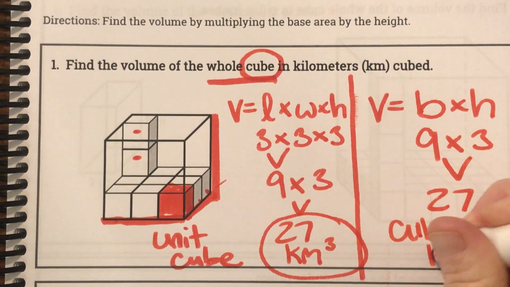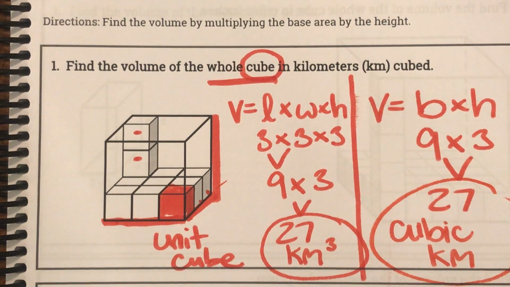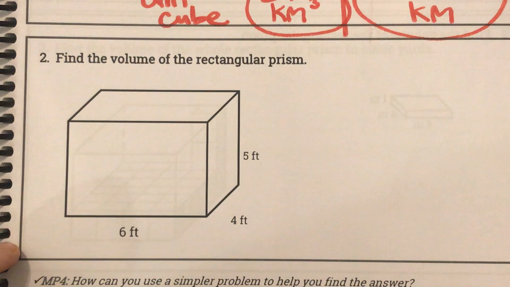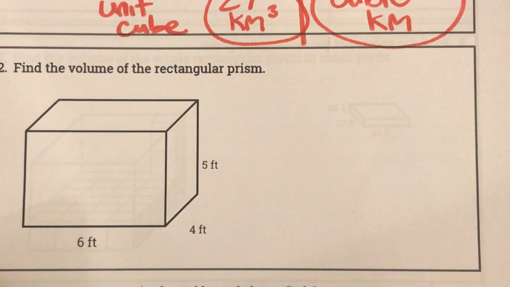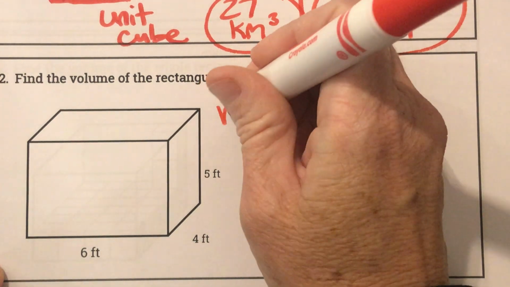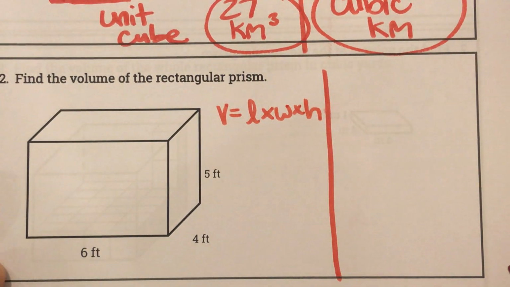Cubic kilometers. But we have to make sure we have our cube or cubic in there. Okay, let's look at another one. Find the volume of this rectangular prism. Okay, so I'm going to try my two formulas. Volume equals length times width times height.